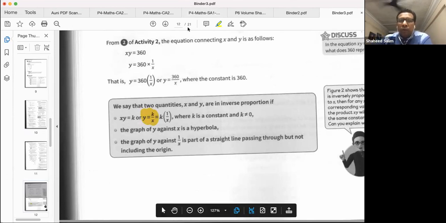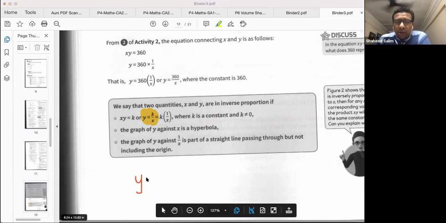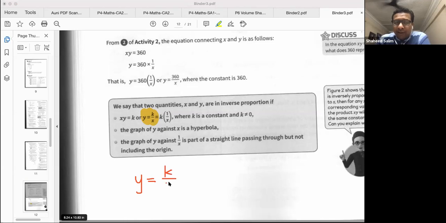Okay, if you need to take down, you take down. This is inverse proportion, not indirect, inverse proportion. Inverse means opposite. So down here now is y equals k over x. This is for inverse proportion. Inverse means what? Terbalik, you know.